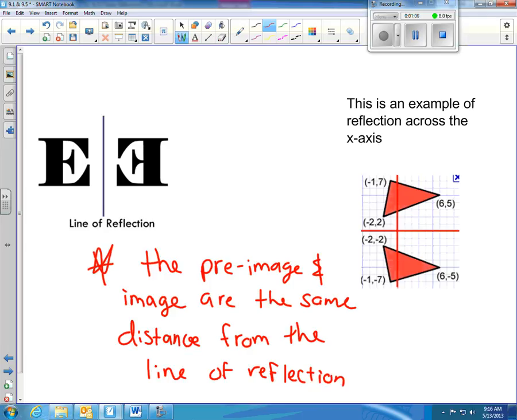So if we look here, this bottom of our E on both sides is the same distance. Here we're 2 and we go to this direction. Pre-image, our pre-image is actually going to be the image before flipping, or transforming, reflecting, etc. And the image is the after.